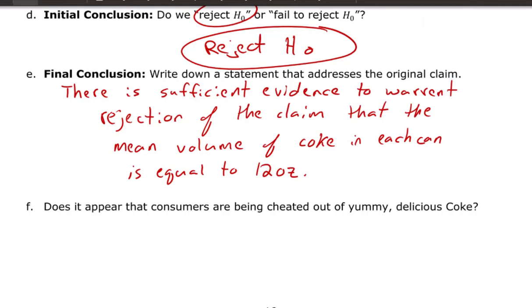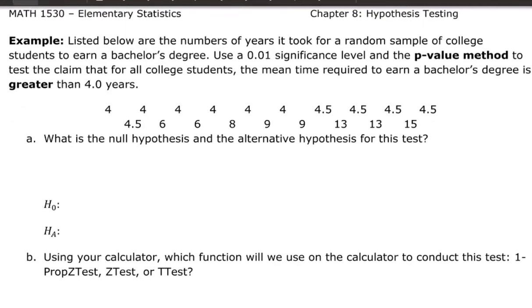Okay. Look at this next example right here, where we have listed below the numbers of years it took people to get their bachelor's degree. And it says use a 0.01 significance level and the p-value to test that the mean time to get your bachelor's is more than 4 years. So we want to test, does it take longer nowadays than 4 years to actually earn your bachelor's degree? Which maybe that's something I'm wondering, because I remember whenever I did my bachelor's degree, I actually took an extra year because I changed majors and something. Yeah, does it take longer than 4 years normally? Well, let's use this data right here and test that claim.